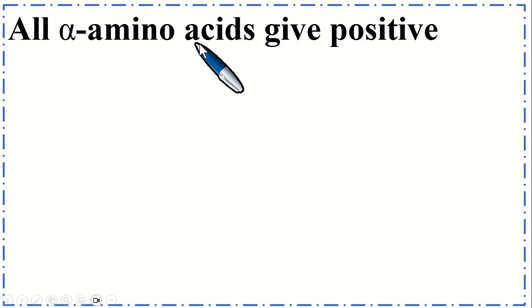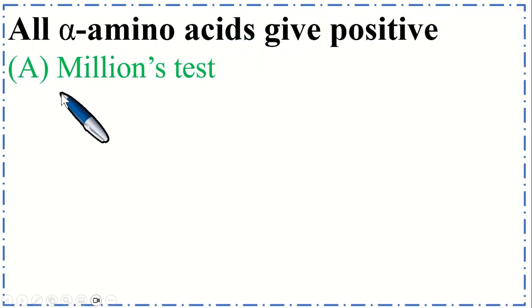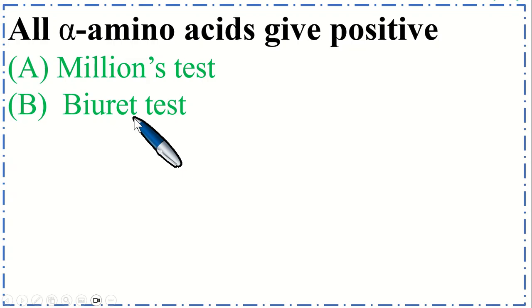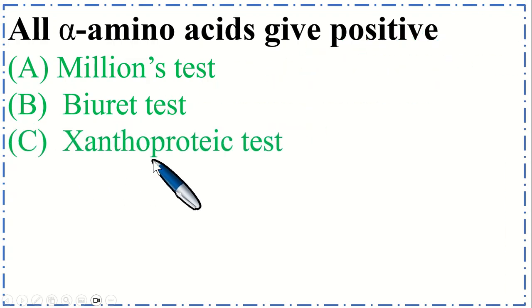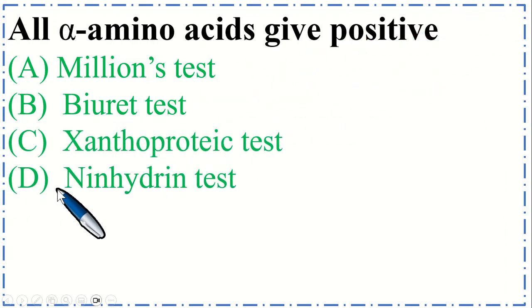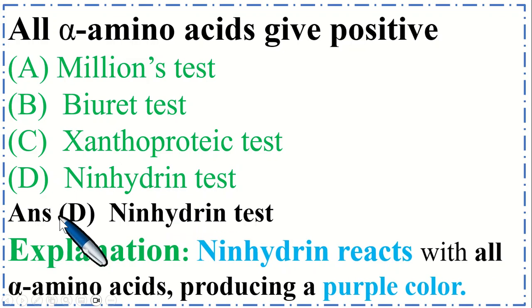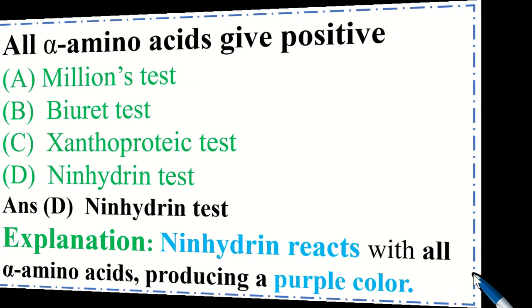All alpha amino acids give a positive: option A, Molisch's test; B, Biuret test; C, xanthoproteic test; and option D, Ninhydrin test. So the correct option is Ninhydrin test. Ninhydrin reacts with all alpha amino acids, producing a purple color.